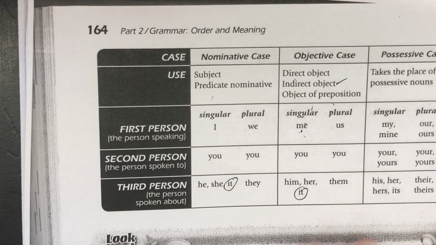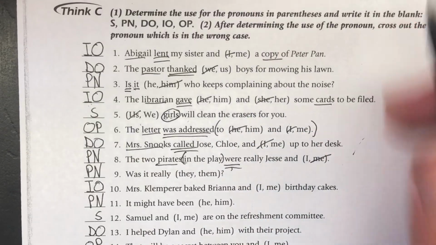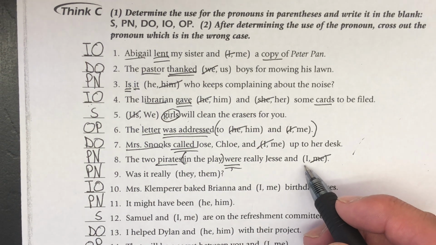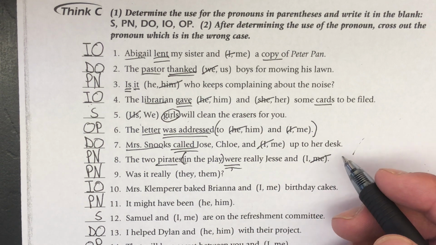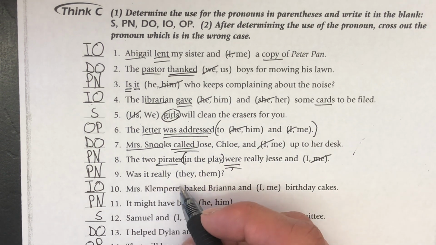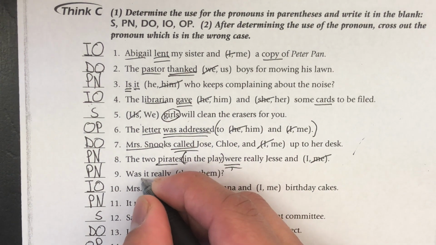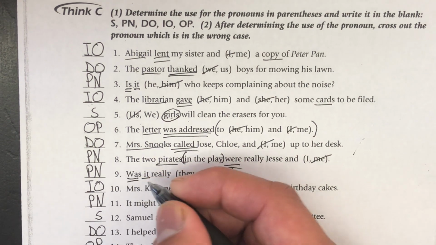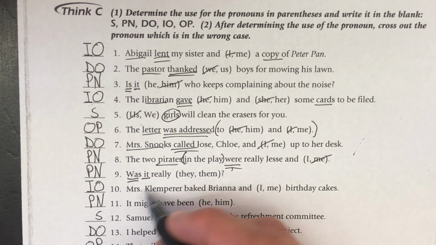So the correct way of saying that would be Jesse and I, because it is in the nominative case, because it's functioning as a predicate nominative. Next, number 9. Was it really blank? So it is the subject. Was another linking verb. So it was.